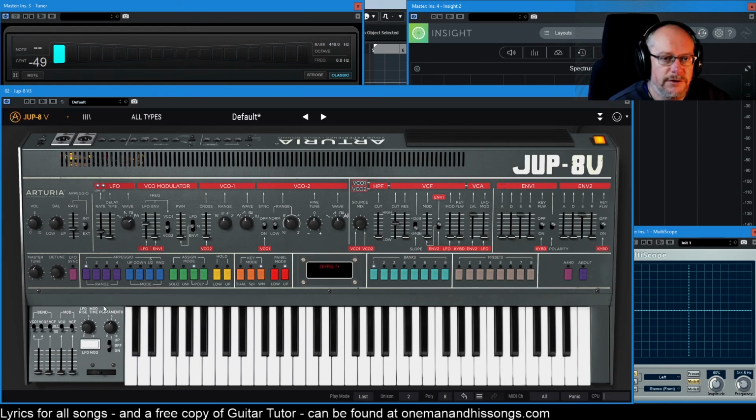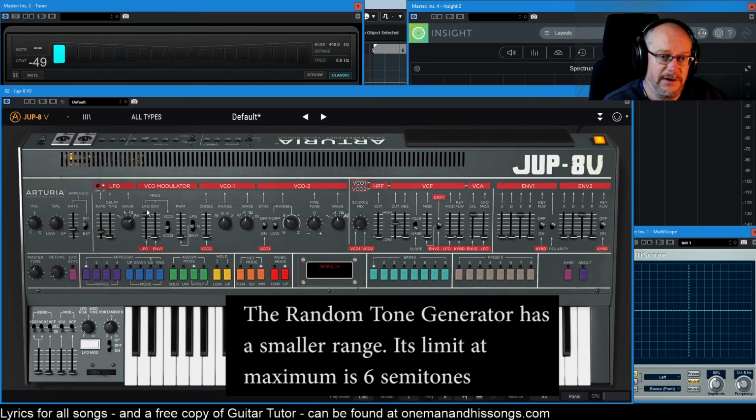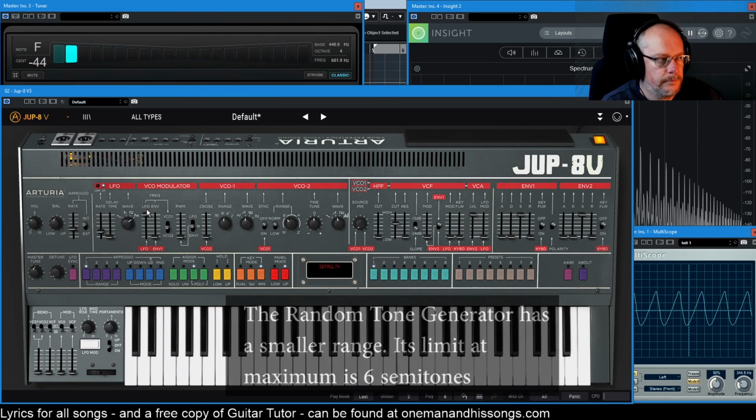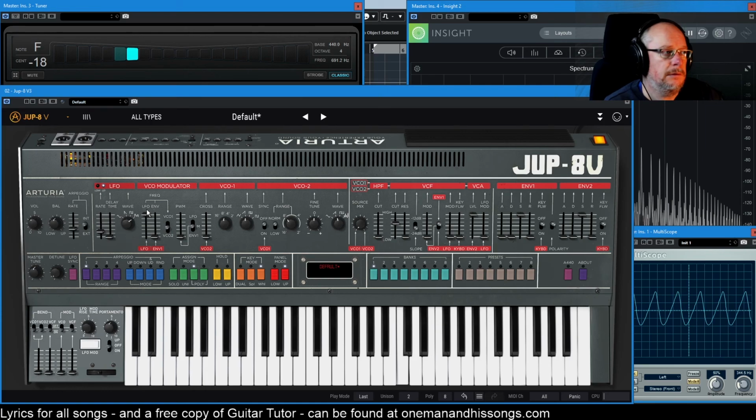The last wave option available to us is noise. This is taking the output of what's called a sample and hold generator. Basically, the synthesizer is going to generate a random tone and output that for the period of time specified by the LFO. So there's going to be absolutely no pattern to these notes at all.